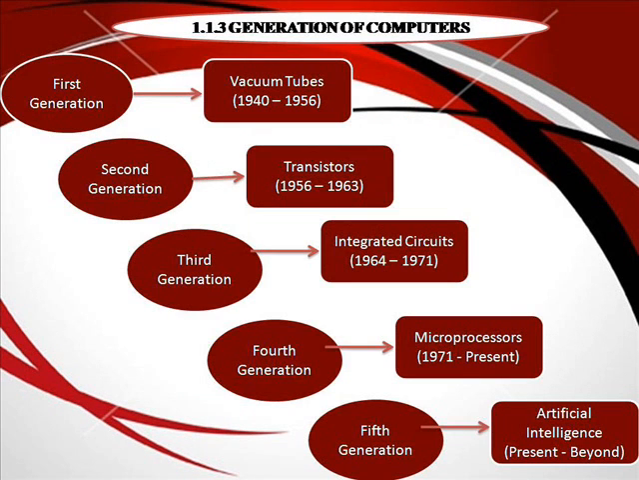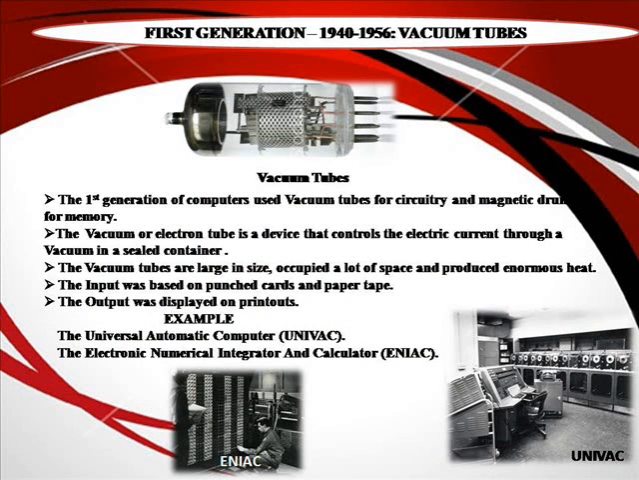Generations of computers. First generation, vacuum tubes, 1940 to 1956. Second generation, transistors, 1956 to 1963. Third generation, integrated circuits, 1964 to 1971. Fourth generation, microprocessor, 1971. Fifth generation, artificial intelligence.